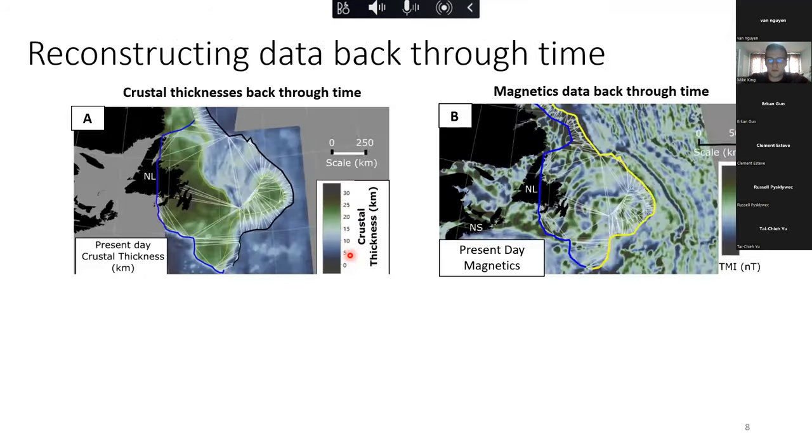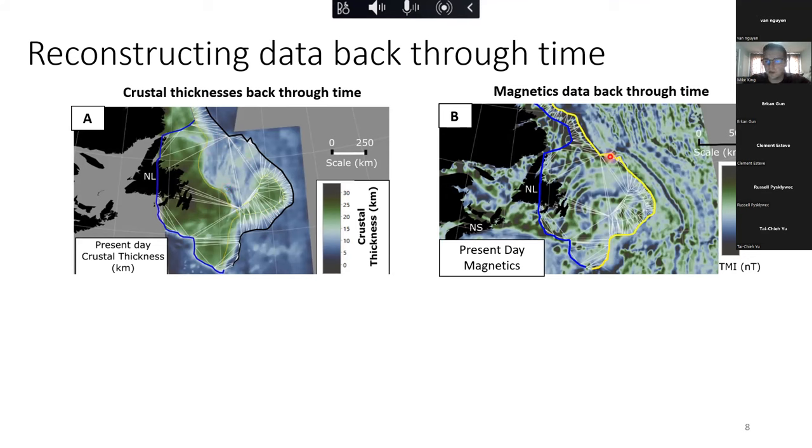So just to be as clear as possible about what we're doing here, if I draw your attention to A at the top of my slide, this represents crustal thickness estimates along the Newfoundland margin. We also have a deformable plate model here, in which the black represents the exterior boundary and the blue represents the interior boundary. And on the interior, we have our triangulation mesh. One of the things I want to emphasize too is that we don't just have to reconstruct crustal thicknesses. We can reconstruct other data sets if you wish as well.